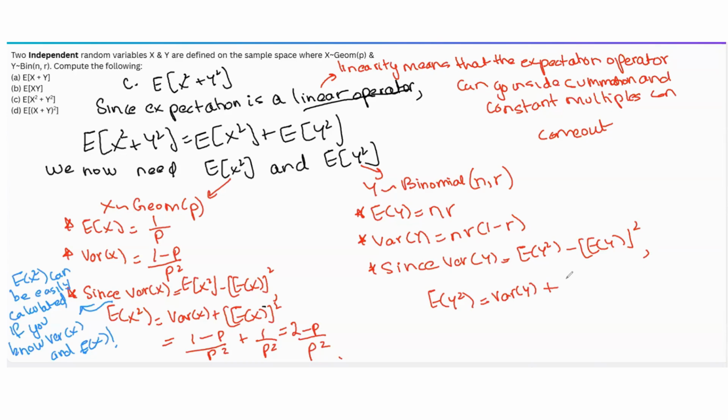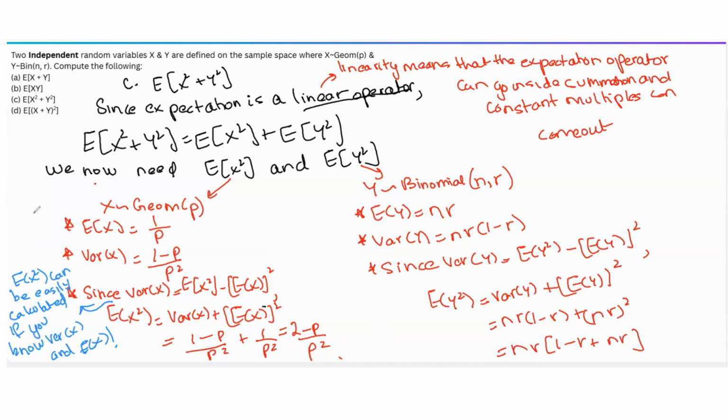Like we said, once you know the variance and expected value of a random variable, it's very easy to find the expected value of its square using the variance and its expected value. So if it's nr(1 minus r) plus (nr) squared, now if we just factor out an nr here, this becomes 1 minus r plus nr, right? So now we have found this, and now it's very simple. We found the expected value of x squared and the expected value of y squared.